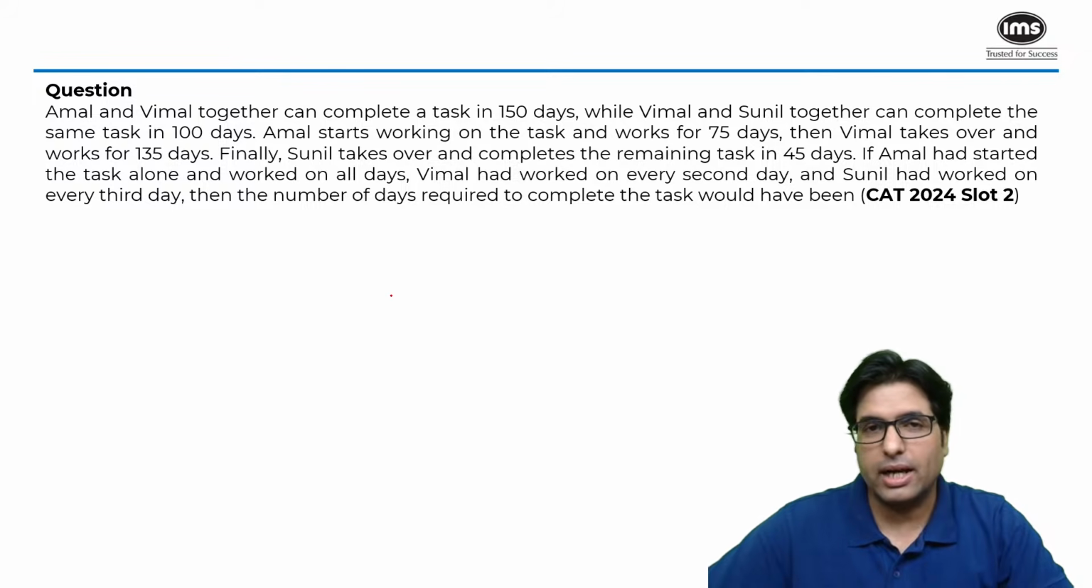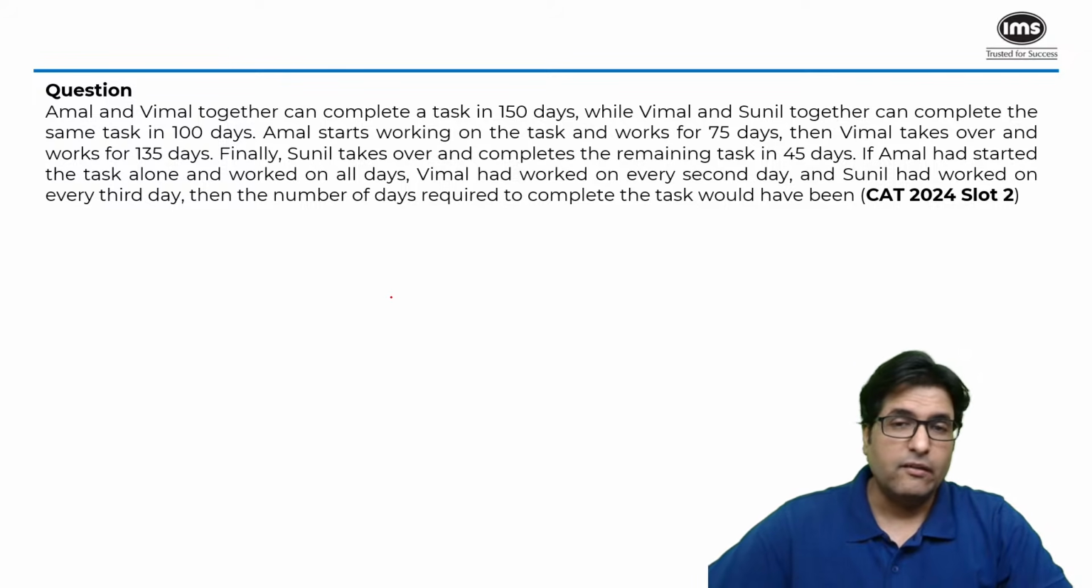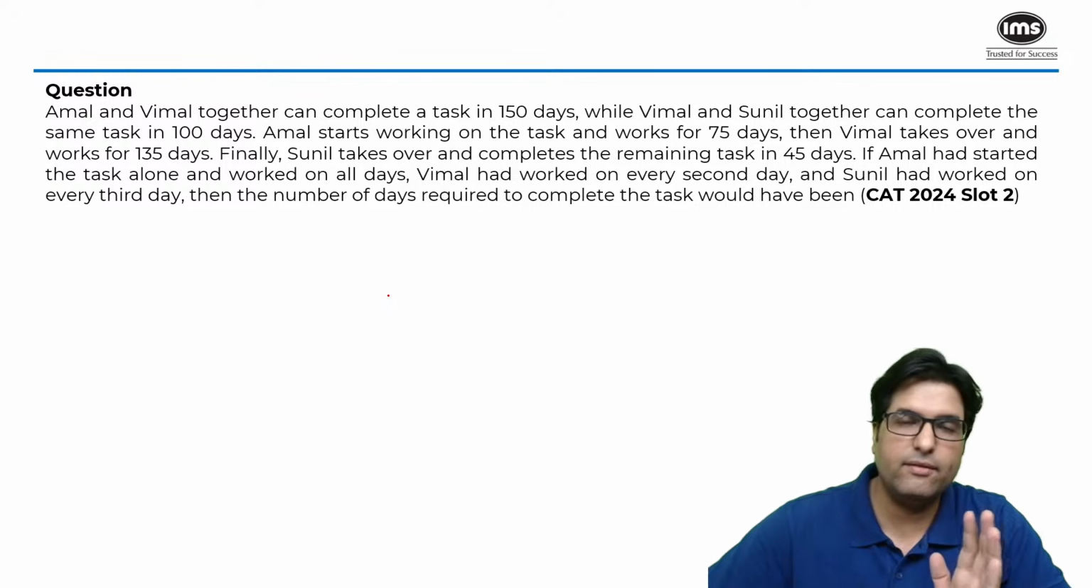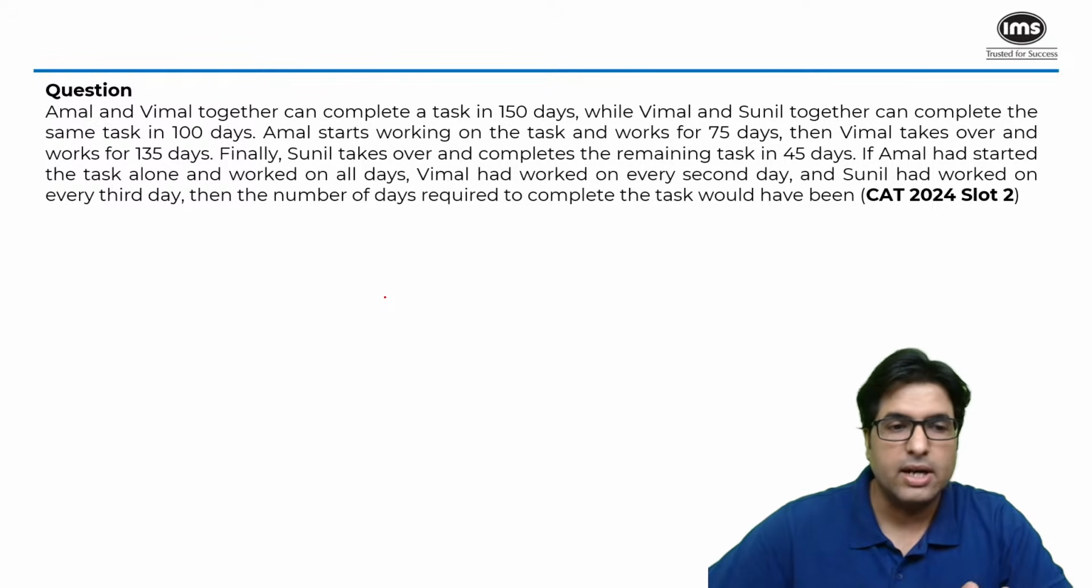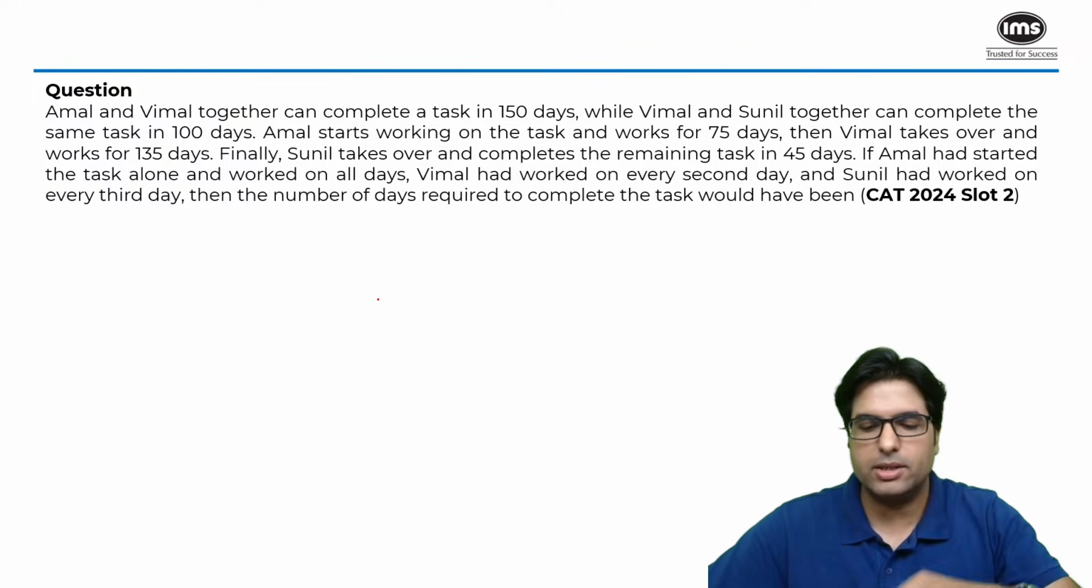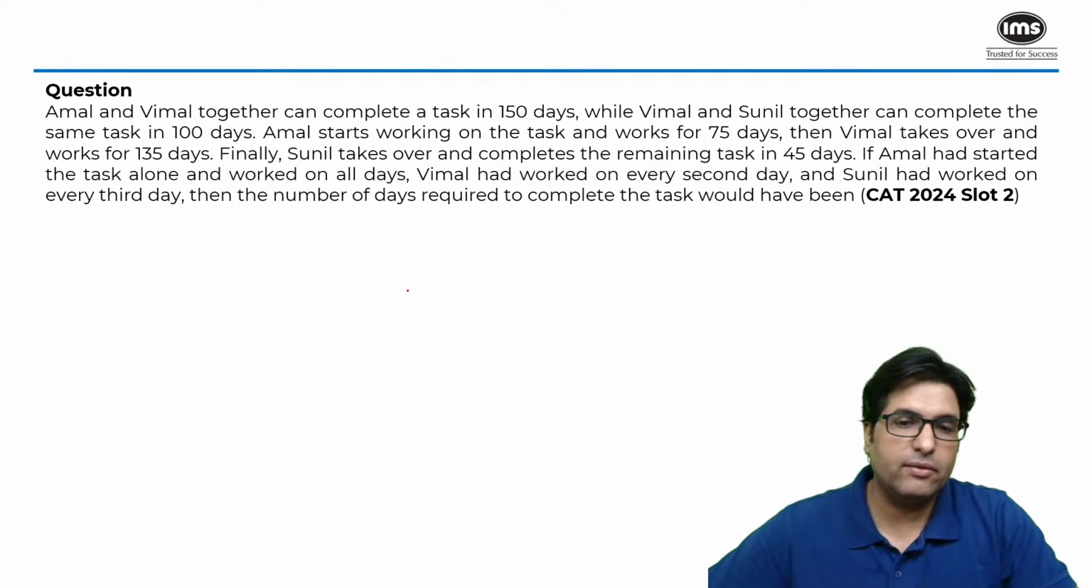A and V together can complete a piece of work in 150 days. V and S together can complete the same task in 100 days. A starts working, works for 75 days. Then Vimal takes over, works for 135 days. Finally, S takes over, completes it in 45 days and stuff like that. So there is a huge story to understand what could be the total work, what could be the corresponding ratios with which they are working.